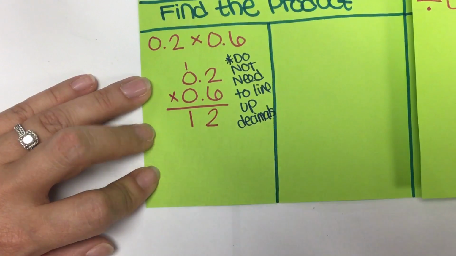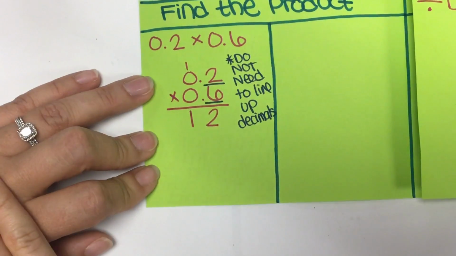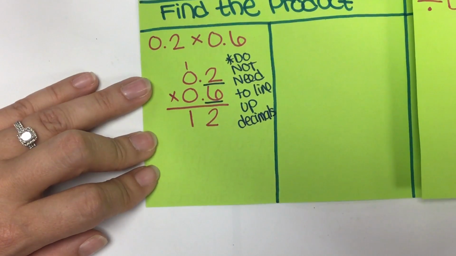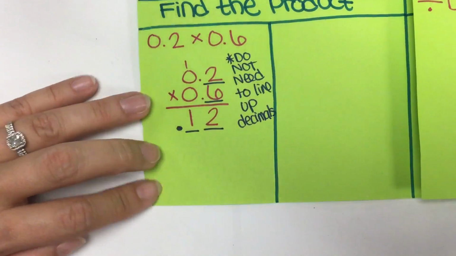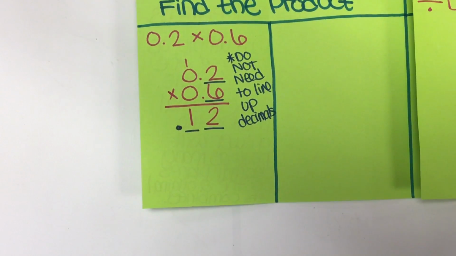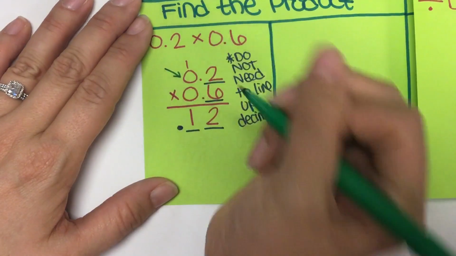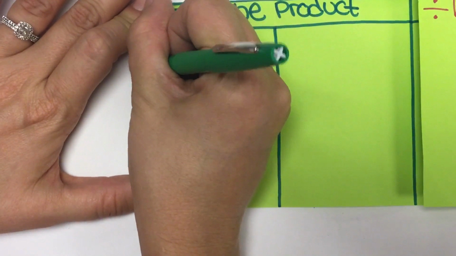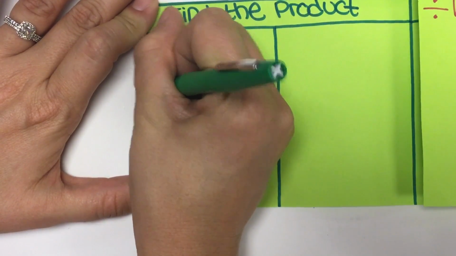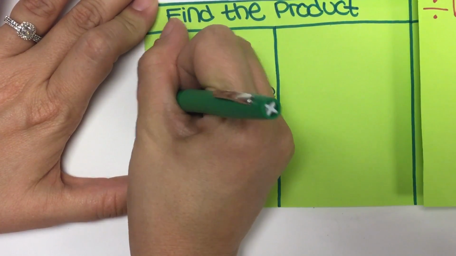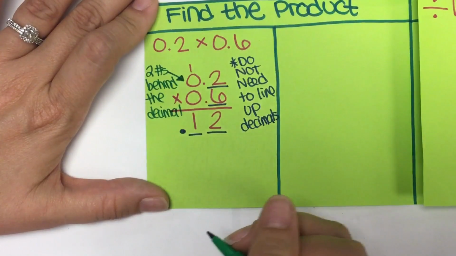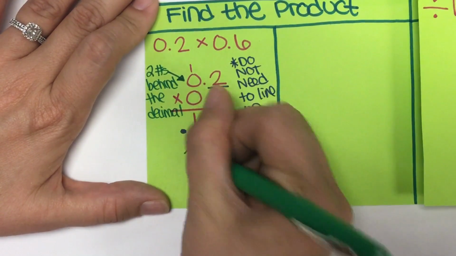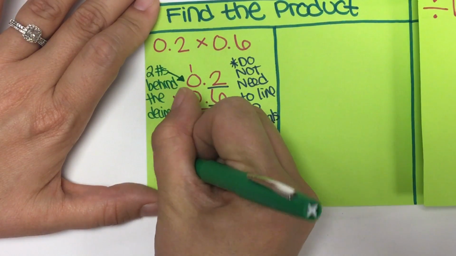Now I need to count the numbers behind the decimals. I have 2 numbers behind the decimal. So like we've talked about in class, I'm going to come up 2 numbers in my product, and that is where my decimal needs to go. All right, so make yourself a note so that you have it. There are 2 numbers. So I have 2 numbers behind my decimal in my factors. So in my product, I need to move 2 places forward.